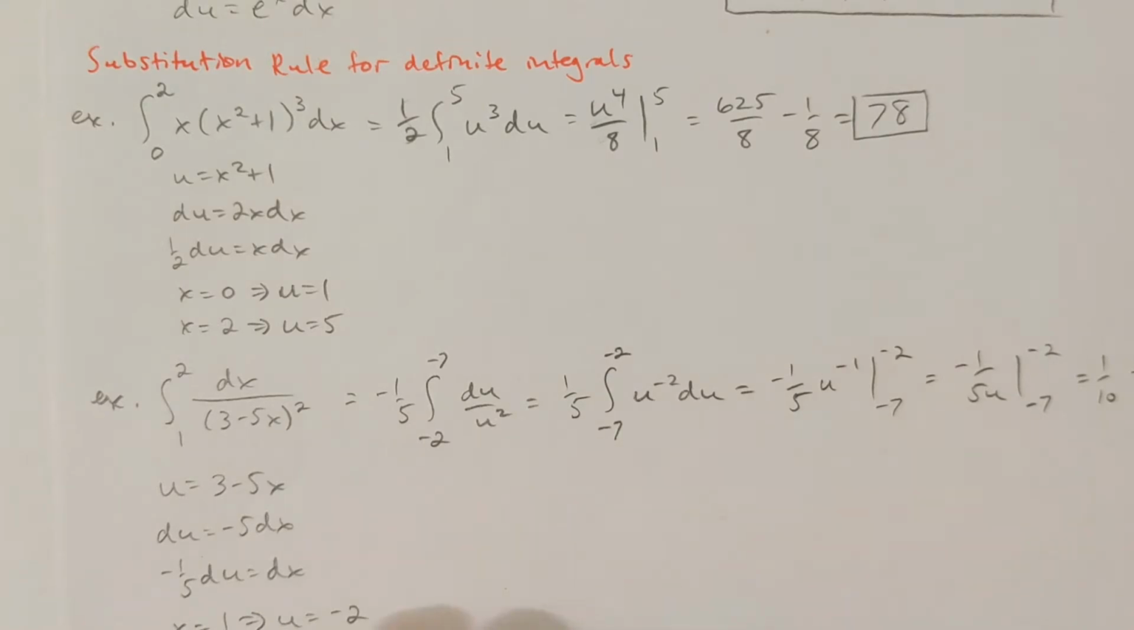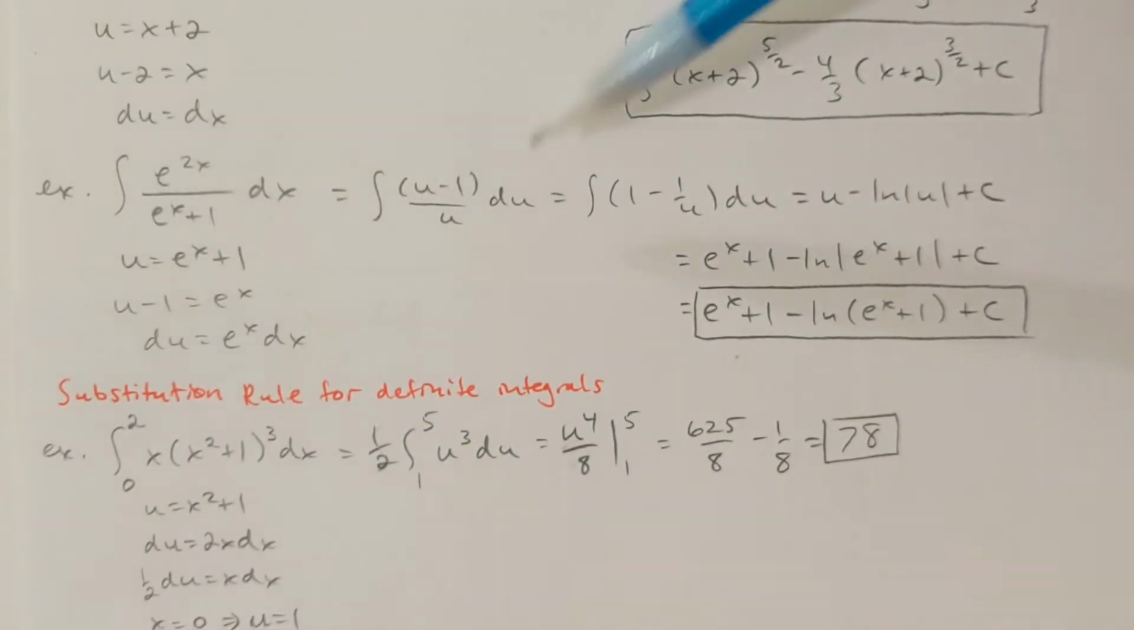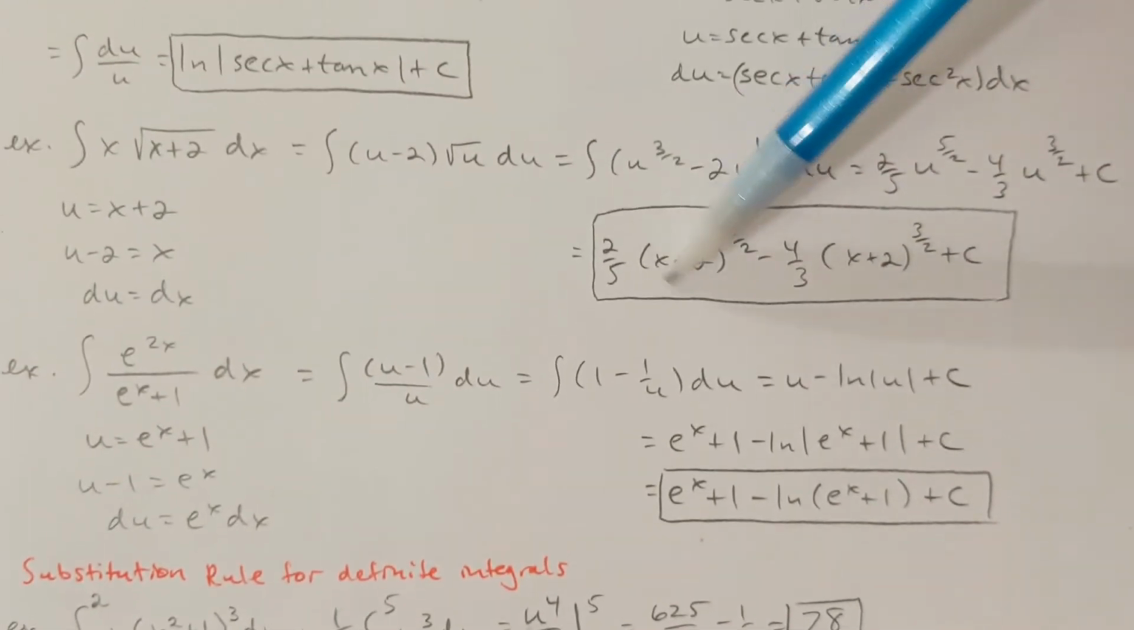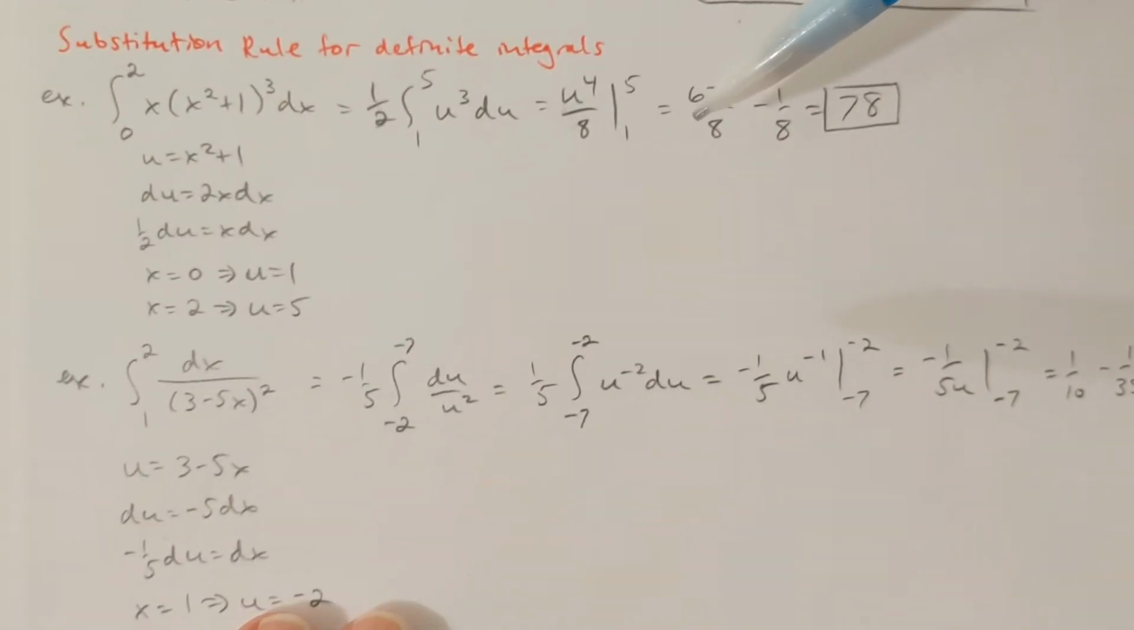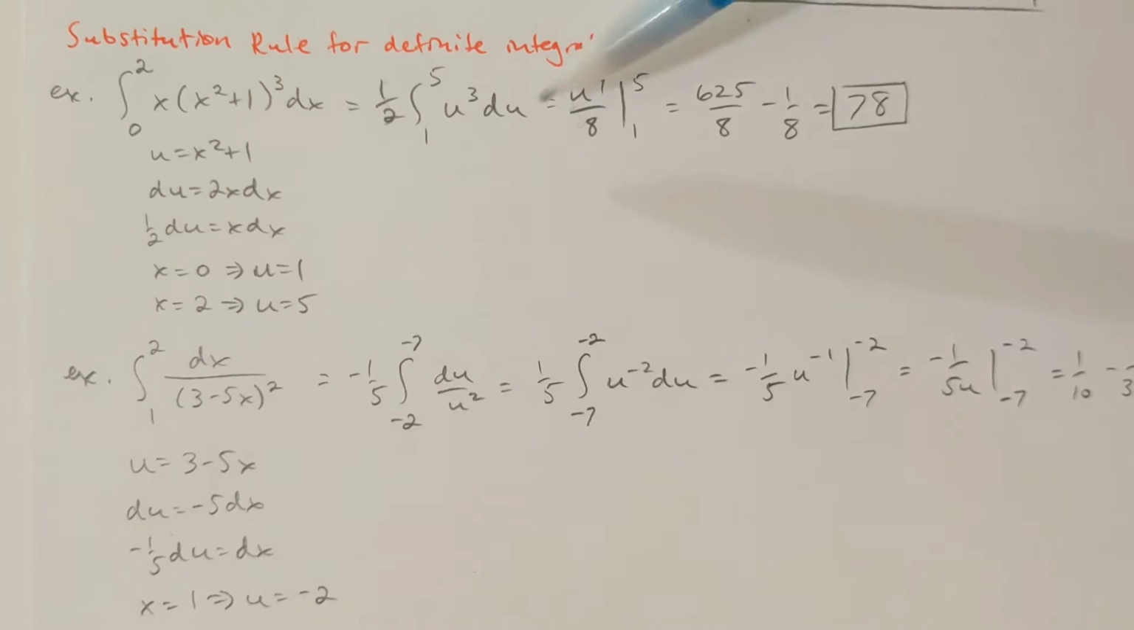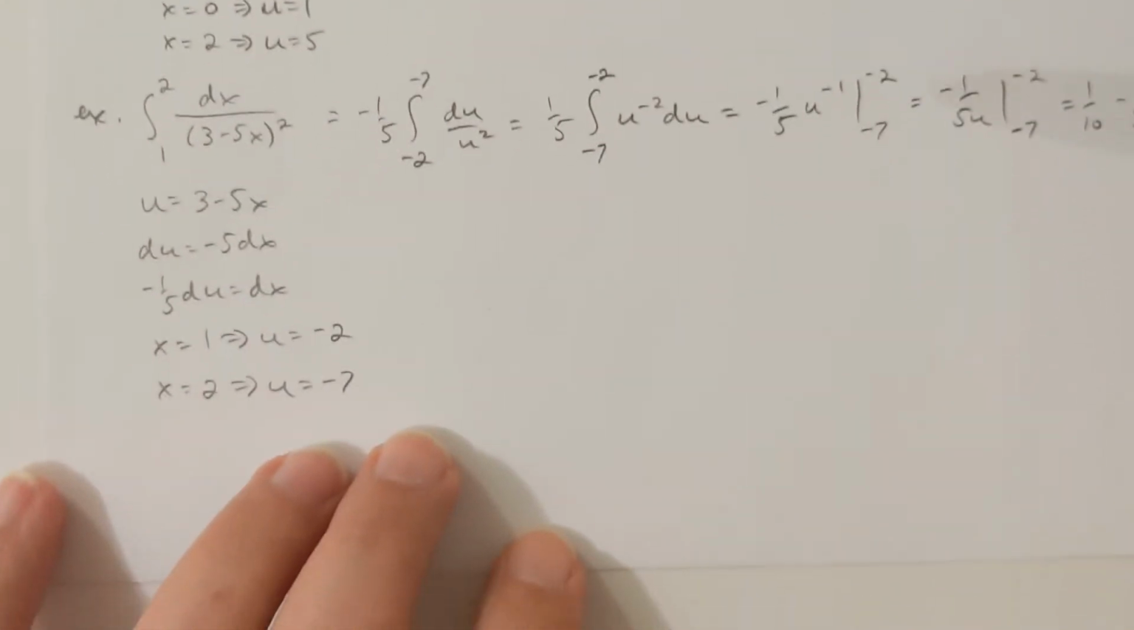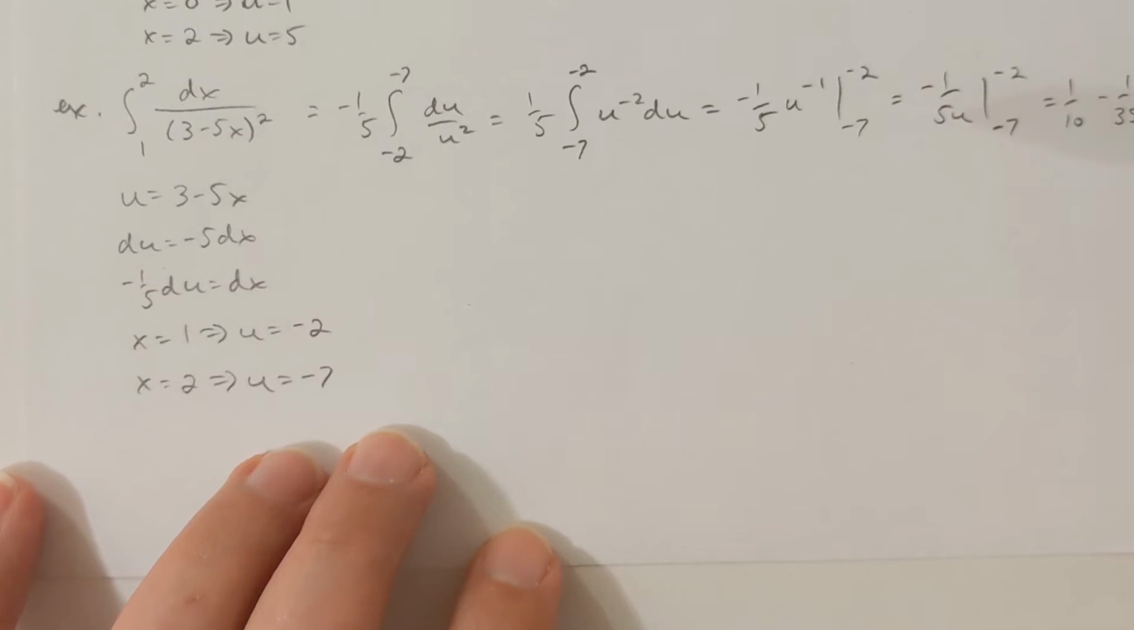Now, remember that when we have an indefinite integral and there's a U substitution, we have to substitute back. It's different with a definite integral. Okay, once you get your new integral in terms of U, x is gone and not going to come back. So consider that when you're working these.